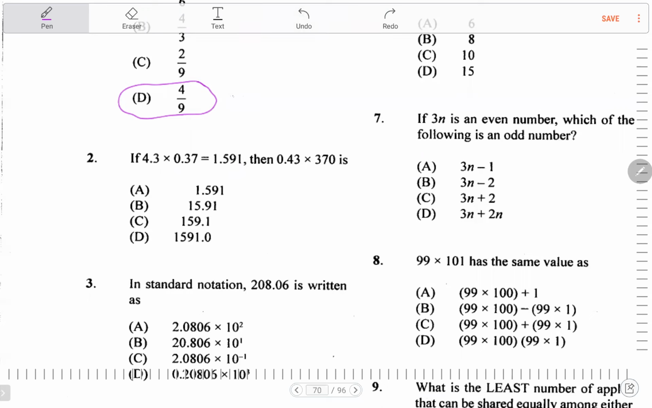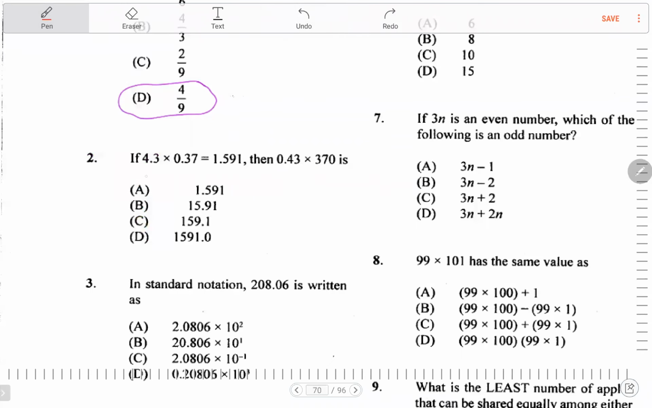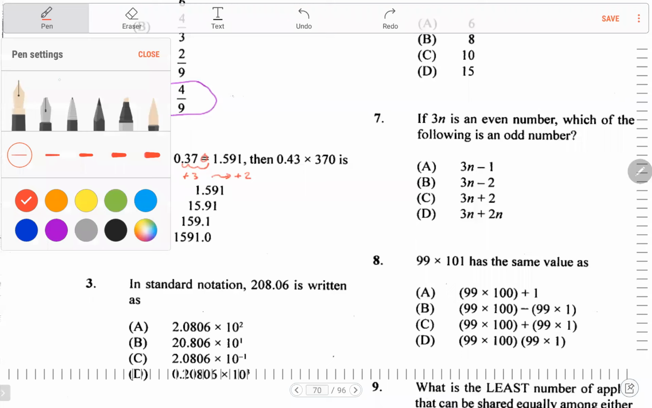So to go to this one, the decimal point moved 1 unit to the left, which is -1, and then it moved 3 units to the right to get a 0 there, which is +3. So the net change is a +2 movement. So all you have to do now is take this value and move the decimal point 2 places to the right to get the answer.